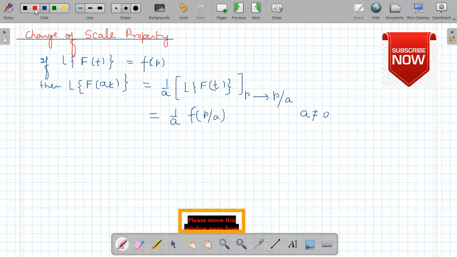So let's see one example to understand this concept. Example is, if Laplace transform of f(t) is equal to 1 upon p e raised to the power minus 1 upon p, then find Laplace transform of e raised to the power minus t f of 3t.